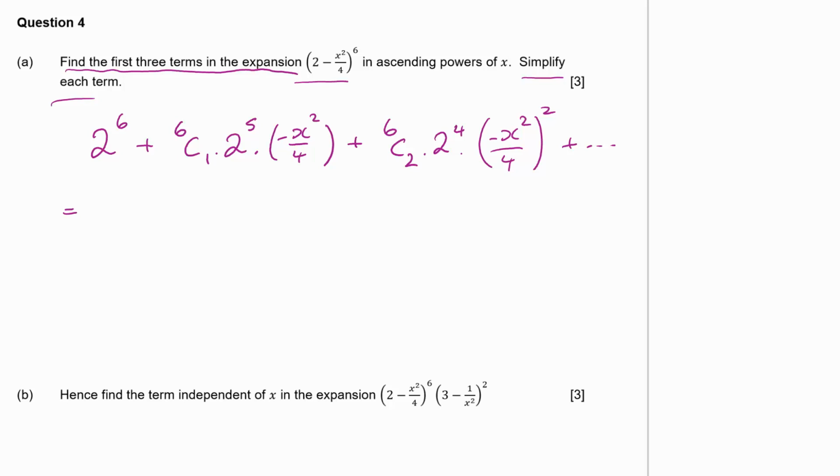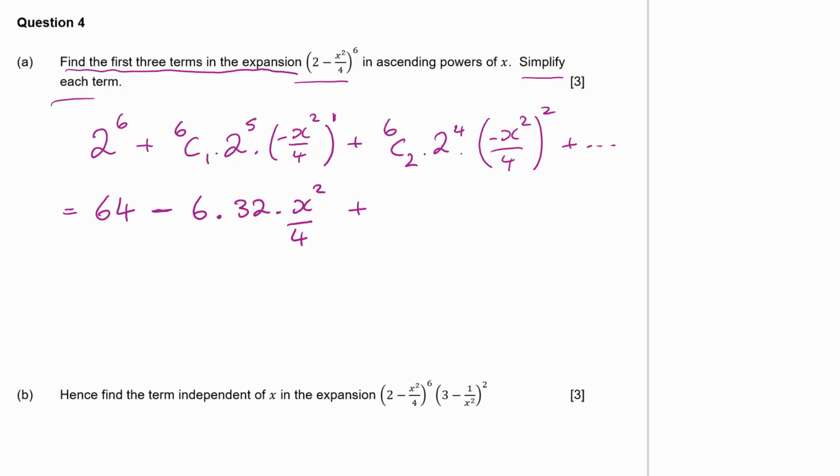So 2 to the power 6 we know is 64. 6C1 is 6. Then we've got 32. Now, obviously with this being a negative to the power 1, that would make this term negative. And we'll have x²/4.